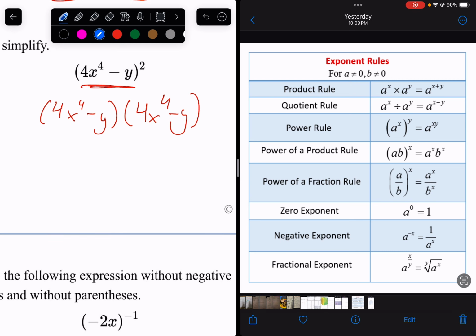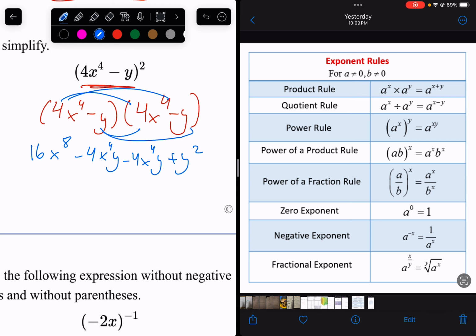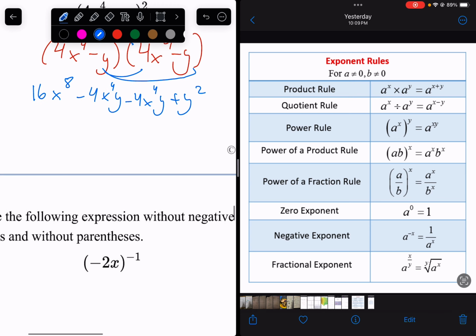So we do 4x to the 4th times 4x to the 4th. That's going to give us 16x to the 8th. And then we get negative 4x to the 4th y, negative 4x to the 4th y, and positive y squared, because it's negative 1 times negative 1 squared. These guys are like terms, so we can combine them. So our final answer here is going to be 16x to the 8th minus 8x to the 4th y plus y squared.